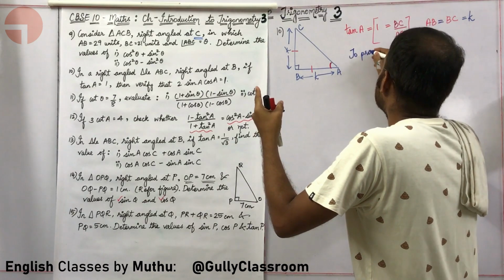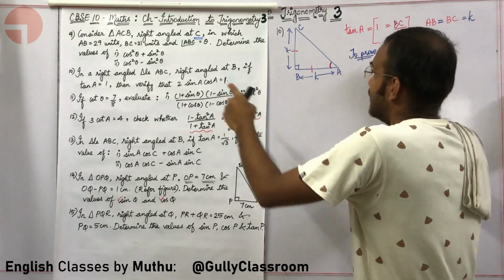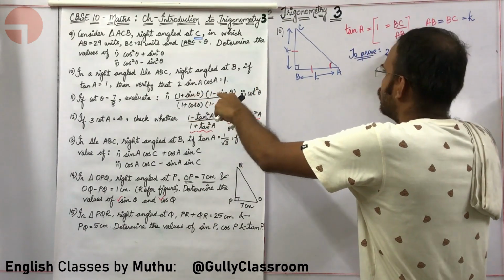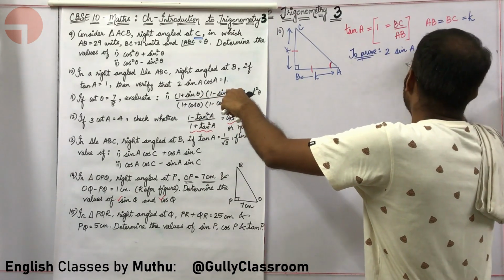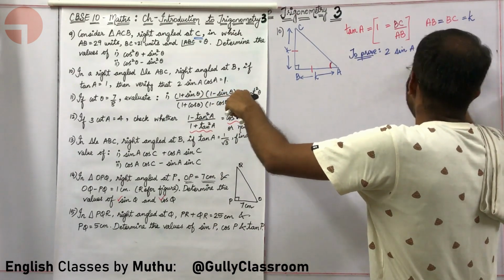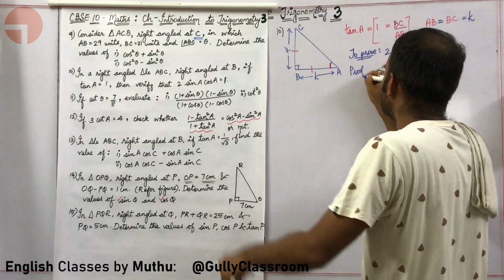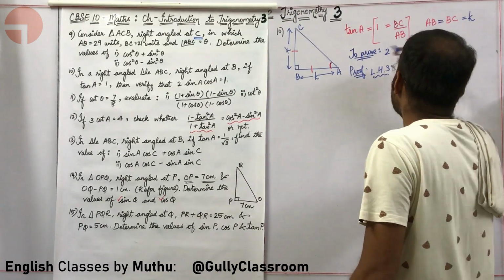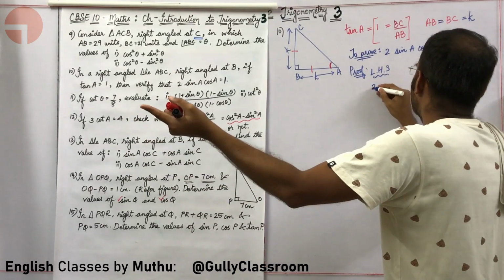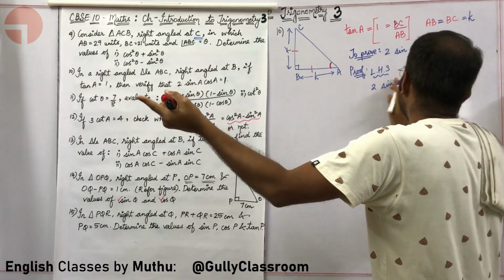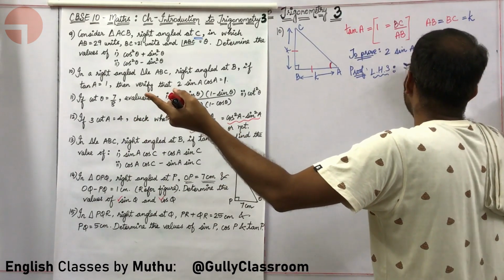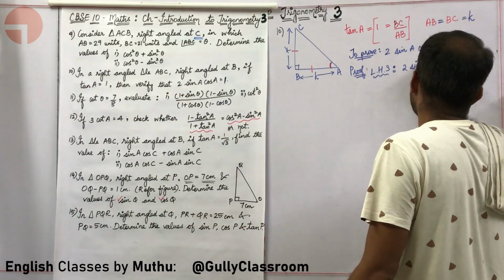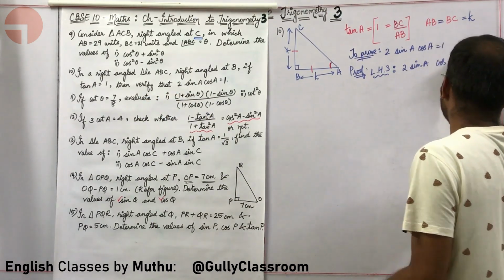prove. What are they asking us to prove? They are asking us to prove 2 sin capital A cos capital A is equal to 1. So what is our proof? Our proof, first let us take LHS, which is left hand side. So 2 sin capital A and cos capital A.